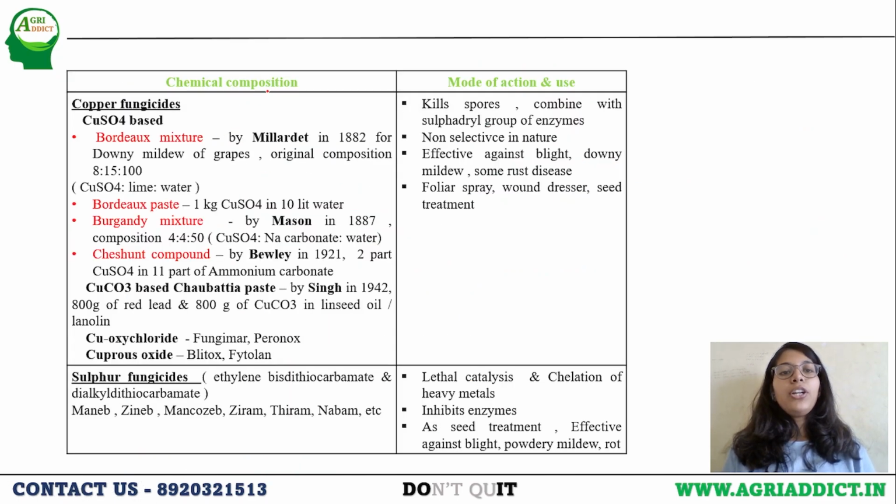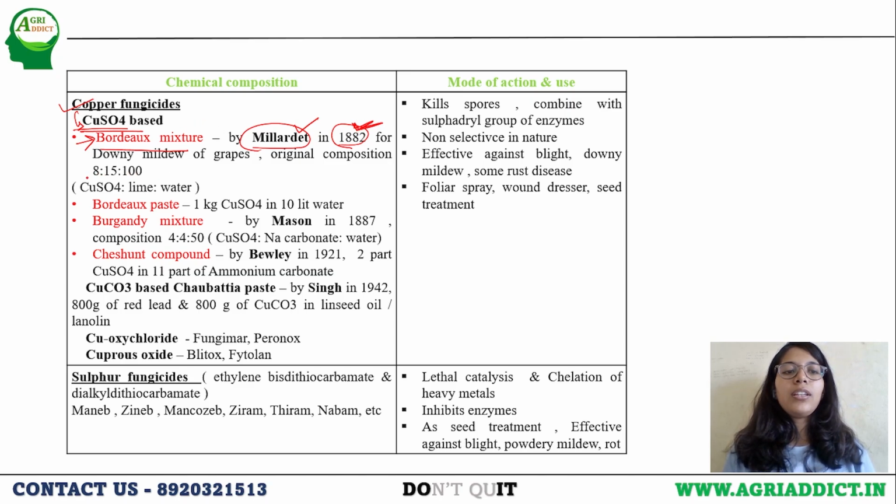So, according to the chemical composition, the first group is copper fungicides. Copper fungicides are classified into various types. The first is copper sulfate. The first name that we know is Bordeaux mixture. It was discovered by Millardet in the year 1882. You need to remember the scientist's name, and preferably sometimes the year, if you're comfortable remembering it.